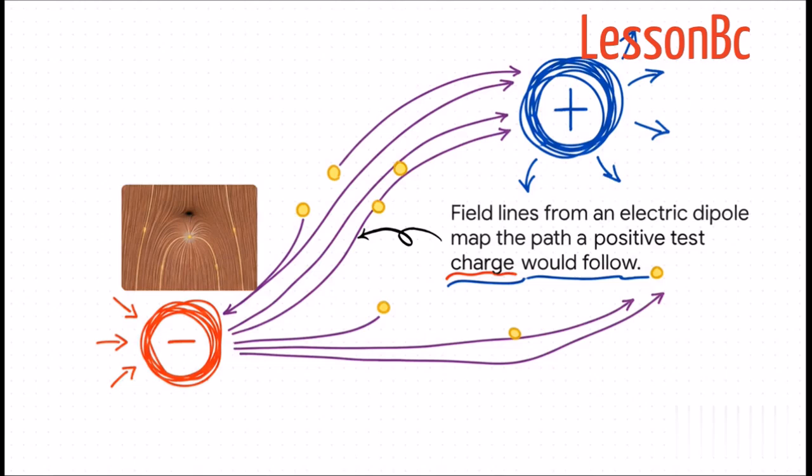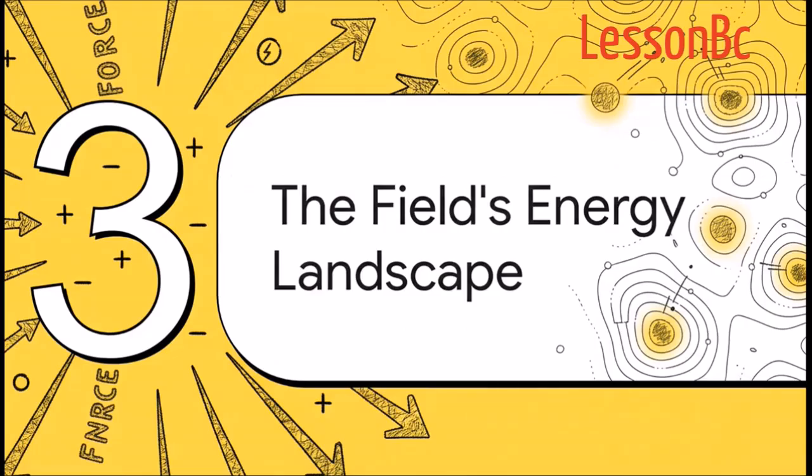That's just a positive charge and a negative charge near each other. You can see how the field lines trace these beautiful, elegant curves. That's the exact path a positive test charge would take as it gets pushed away from the positive and pulled in by the negative.